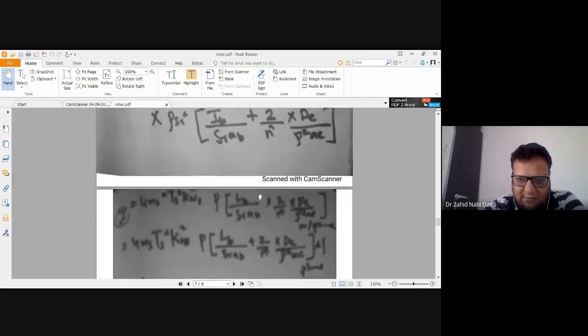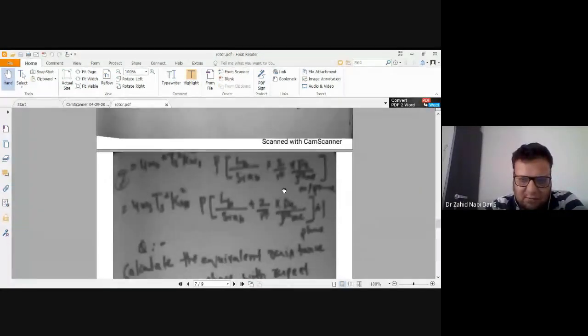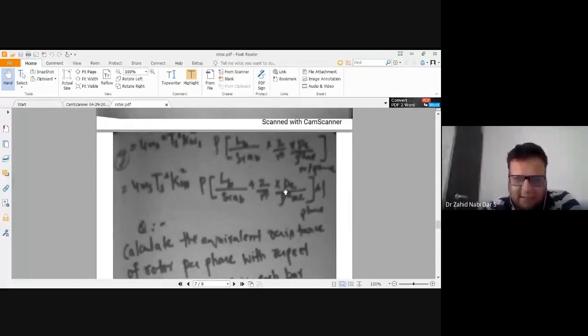So when I'm seeing my final expression, I'm getting like this: 4 MS TS square KWS rho LB SR AB plus 2 by pi into DE rho square AE. So this is the expression for the resistance which I will get. Now if you are having any doubts, because this is mathematical calculation, I have limitations, you can go and substitute those equations, and finally you will arrive at this particular expression. It is not some integration or calculus thing, it is just cross multiplication.